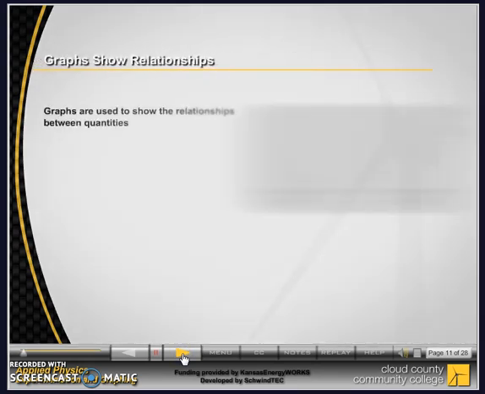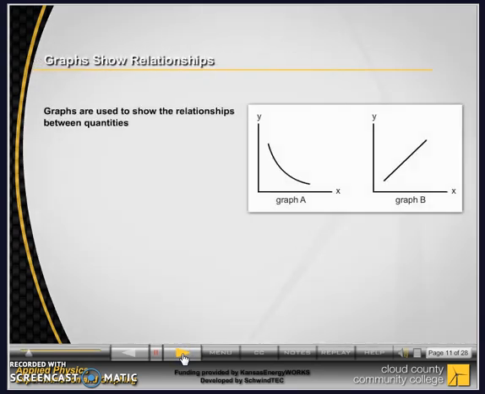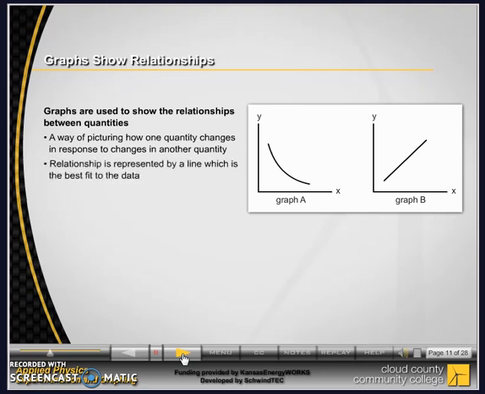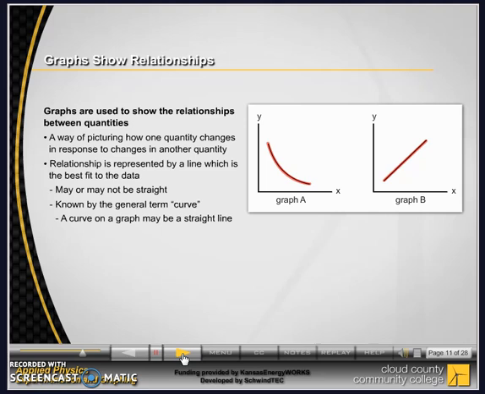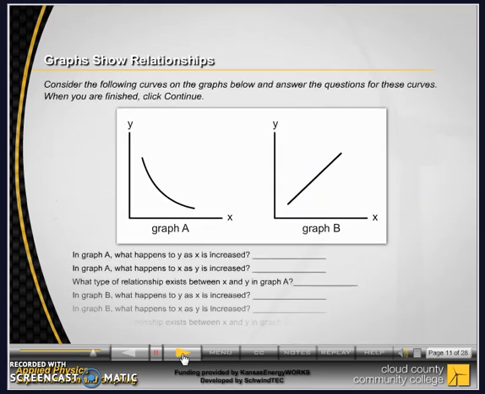Graphs are used to show the relationships between quantities. Graphing is a way of picturing how one quantity changes in response to changes in another quantity. The relationship illustrated by a graph is represented by a line which is the best fit to the data. This line, which may or may not be straight, is known by the general term curve. Keep in mind that a curve on a graph may be a straight line. To see these relationships, consider the following curves on the graphs and answer the questions for these curves.